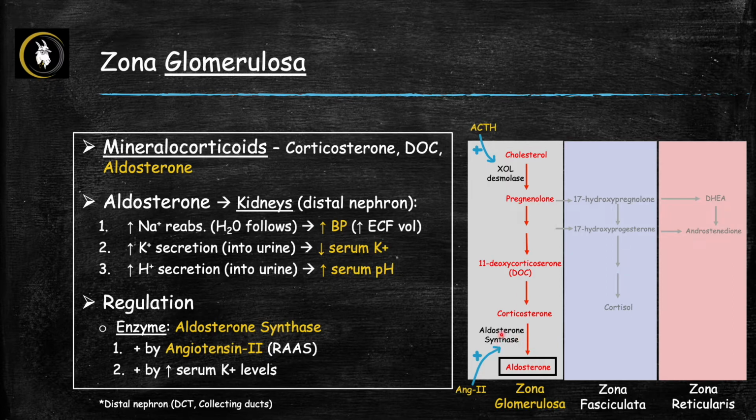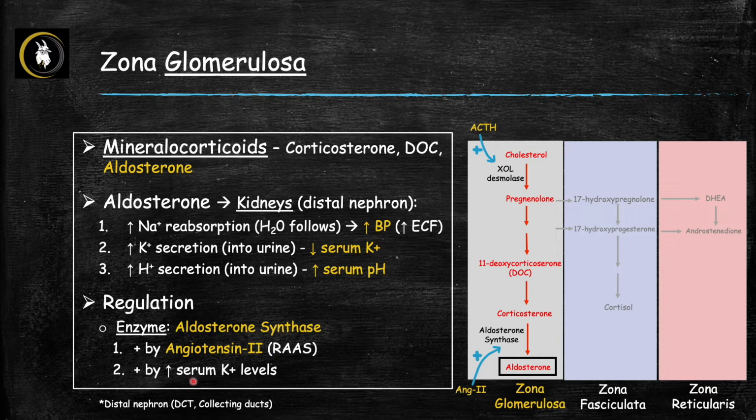And aldosterone synthase is stimulated by angiotensin 2, which comes from the RAS pathway, which is what I'm going to talk about in the next slide. But for now, it's very important to know that unlike the other 2 zones, which are zona fasciculata and zona reticularis, which are only regulated by the action of cholesterol desmolase, the main regulating enzyme for the zona glomerulosa pathway is aldosterone synthase, which is upregulated by angiotensin 2.